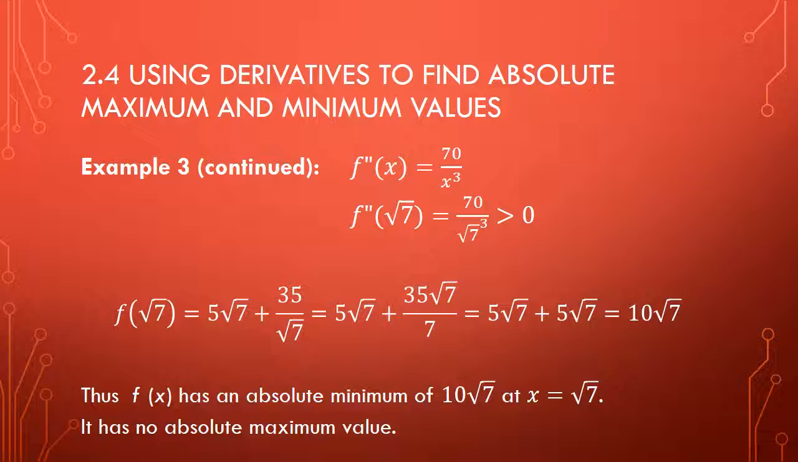And here we're doing that. So we have the second derivative is 70 over x to the third, or 70x to the minus 3. Putting in the square root of 7, we discover, and really we don't care what it is, we just want to know if it's positive or negative. It's positive, so you don't really have to get a number for that. So it is positive, which tells us it is going to be concave up, which means it's an absolute minimum, and then we're going to find the y value that matches, and when we do that, we get 10 square root of 7.